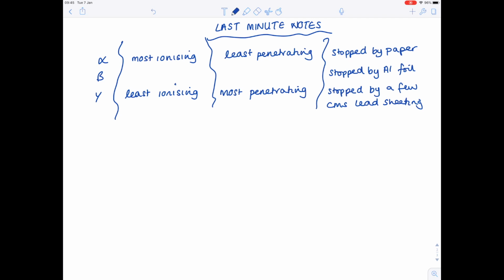So in the final column, I've discussed what they're stopped by. Now, alpha decay is stopped by paper, beta is stopped by aluminium foil, and gamma is stopped by a few centimetres of lead sheeting, and that's because it is the most penetrating.